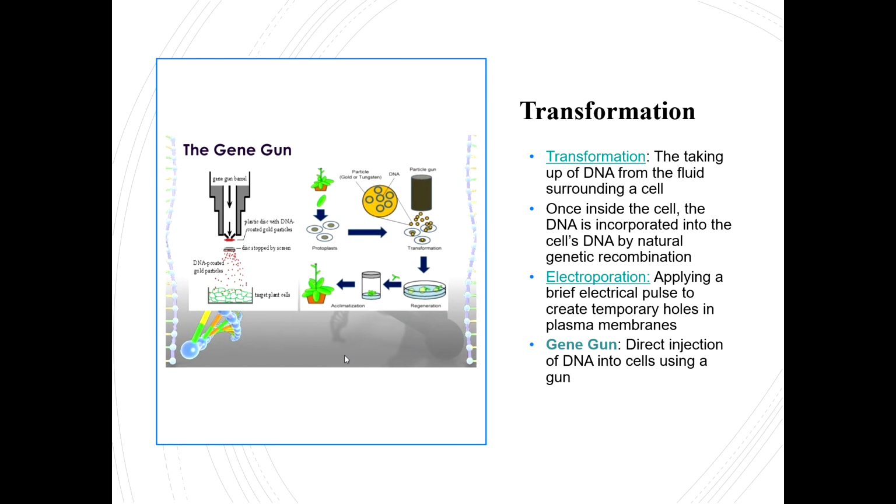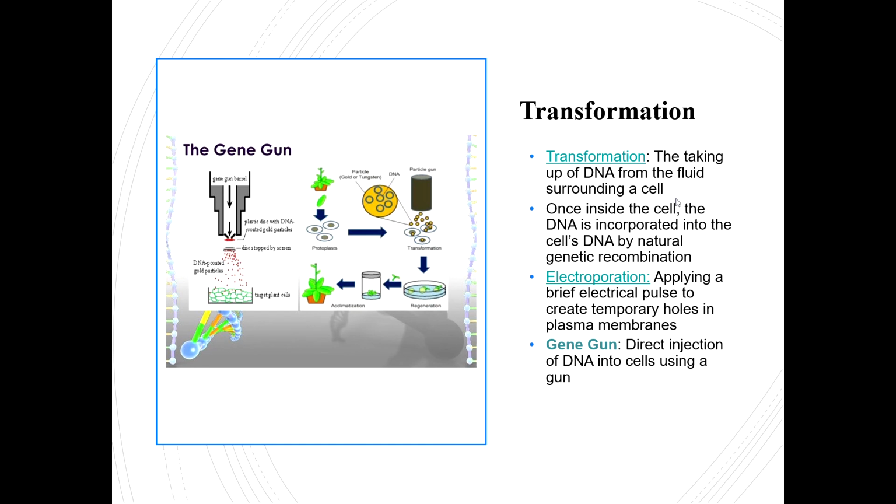Once the DNA does get inside the cell, it has to be incorporated into the cell's DNA or chromosome by natural genetic recombination, or there's some things we can do to speed that up. But the point is, it's not considered a transformed cell until it actually takes up the DNA and it gets into its chromosome, and then it would be recombinant DNA. So then we would say the cell is transformed.